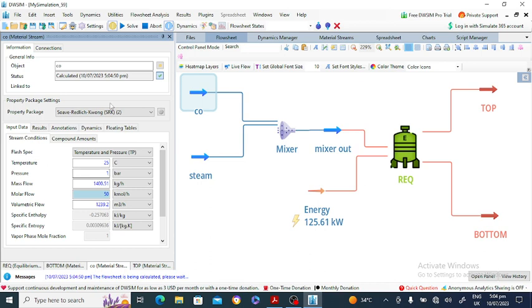1 bar pressure, and it shows some error. It is not working at 1 bar pressure. I think it is not working at 1 bar pressure. So I'm changing the molar flow rate, suppose to 70 kilomole per hour. Again it shows, please wait, it is calculating, so it will take some time to calculate this flowsheet, whether it works or not. We will check it.